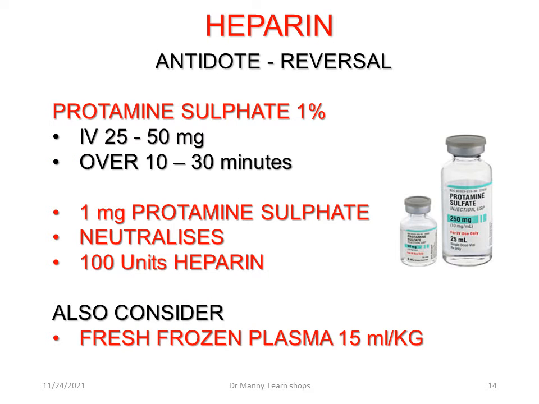Heparin has got an antidote, which is always good to know. And the antidote or reversal of heparin is protamine sulfate 1%. And it's given intravenously, 25 to 50 milligrams over 10 to 30 minutes. 1 milligram of protamine sulfate neutralizes 100 units of heparin. And always consider fresh frozen plasma because it's got all the clotting factors in it, at 15 mils per kg.